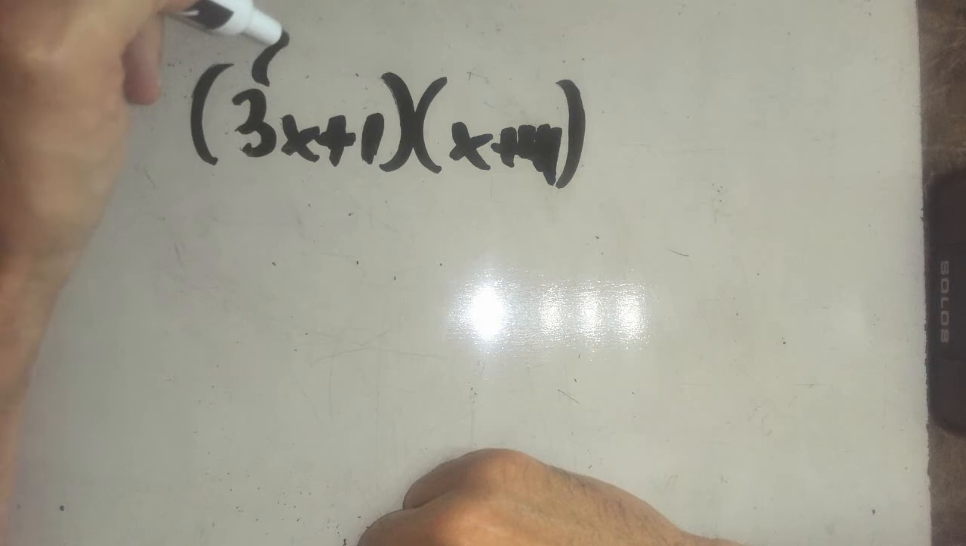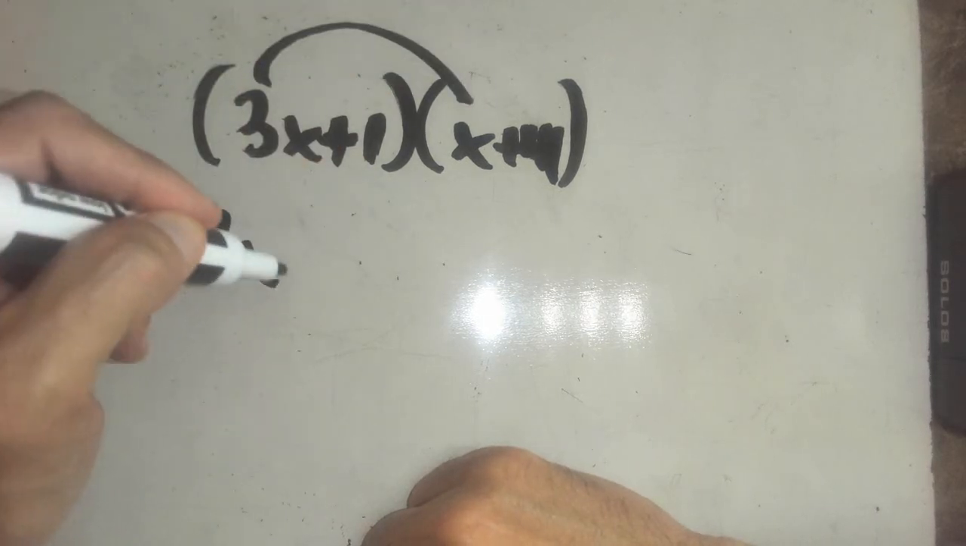All right, let's do this one. Let's take 3x times x. We're going to get 3x squared.